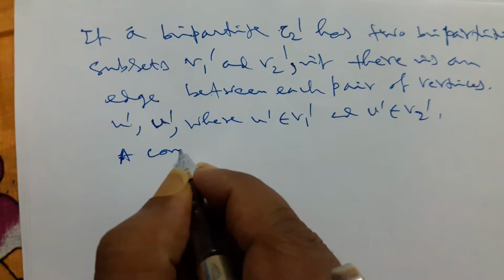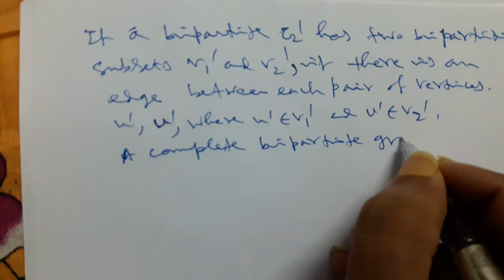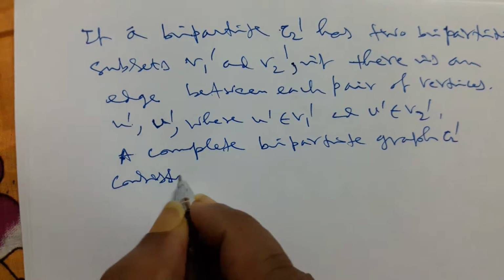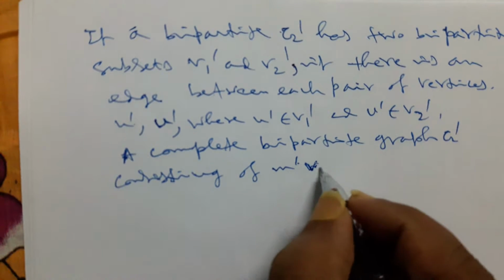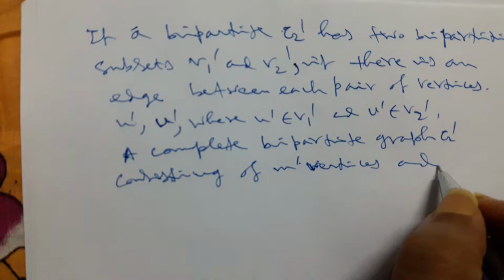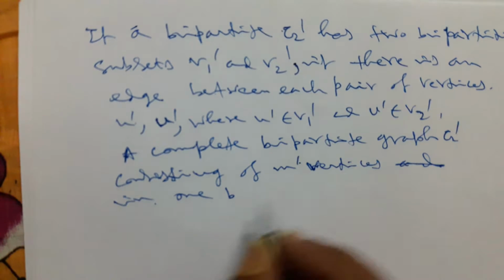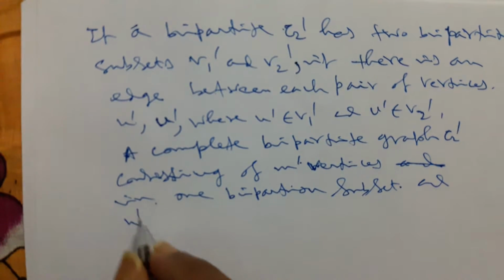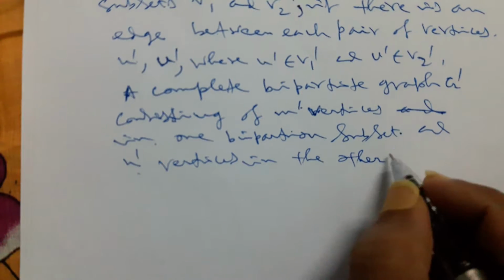then it is a complete bipartite graph G dash consisting of m dash vertices in one bipartition subset, that is V1 dash, and n dash vertices in the other bipartition subset.